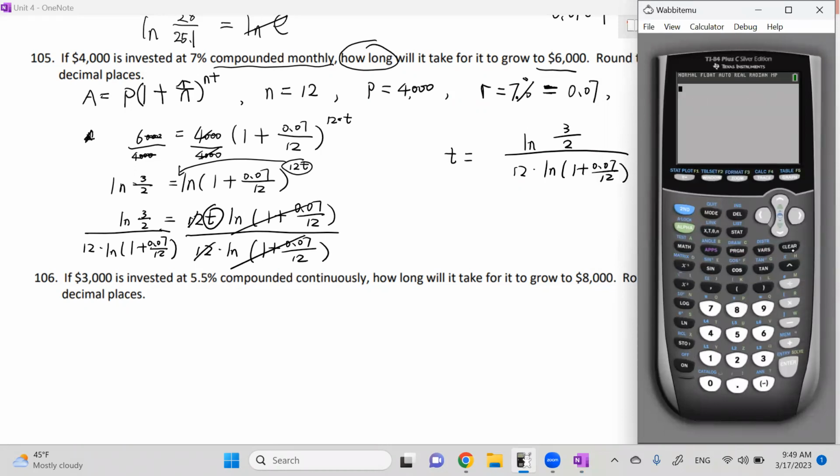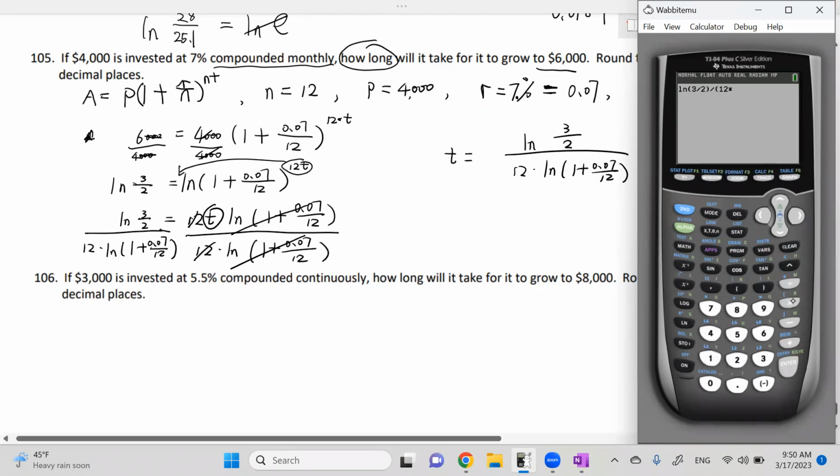On the top, we have ln 3/2, 3 divided by 2, and all divided by... I'm trying to use parentheses because the bottom looks very complex. 12 multiplied by ln (1 plus 0.07 divided by 12). Close the parentheses, and hit enter.